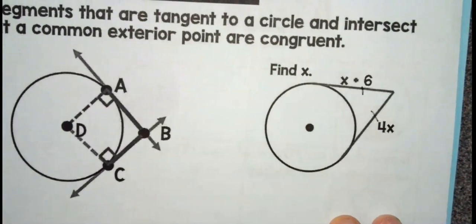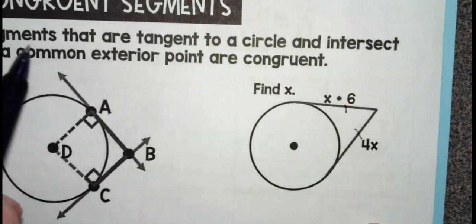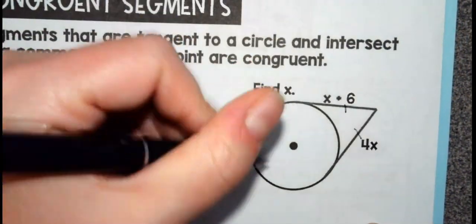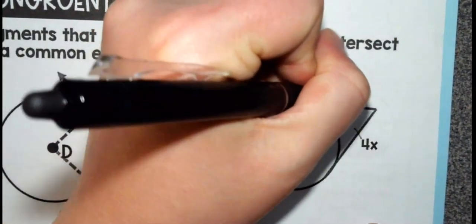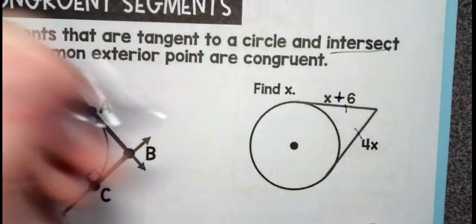The first one we talked about was the whole right angle with the radius. This is the second theorem we're talking about today, and it simply is just something that has been proven that anytime you have two tangent lines that intersect, they are going to be congruent to each other. They're always going to be congruent.